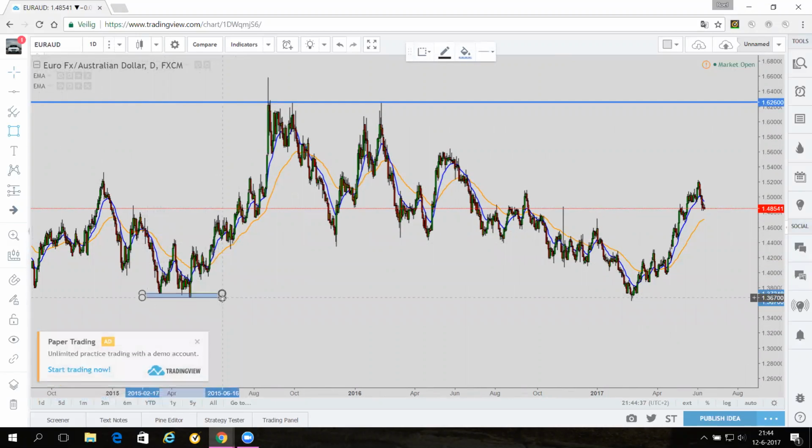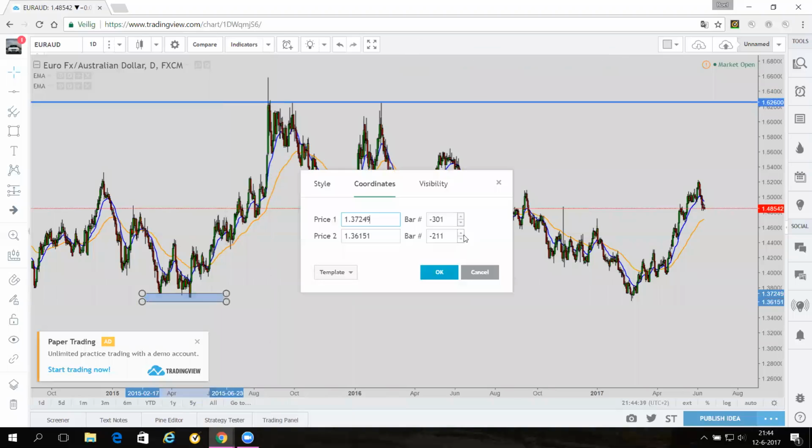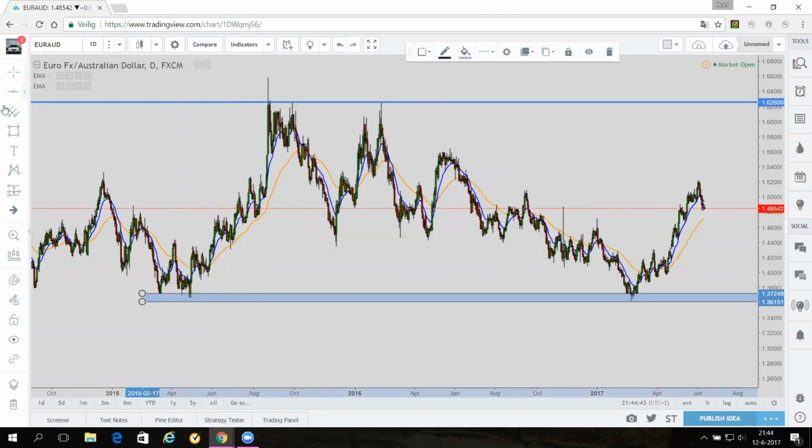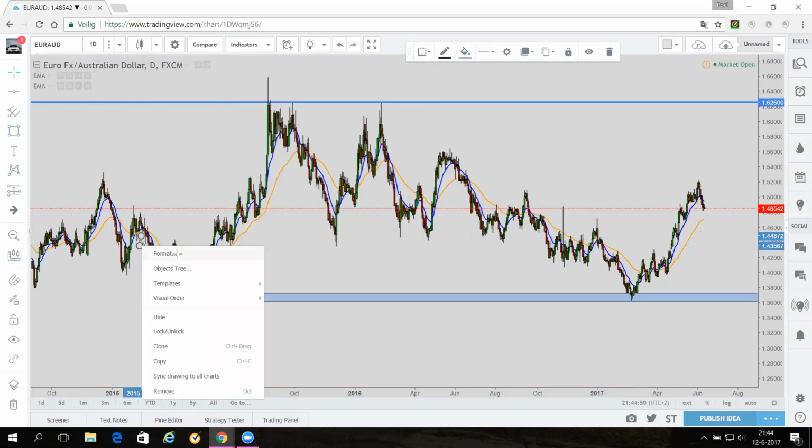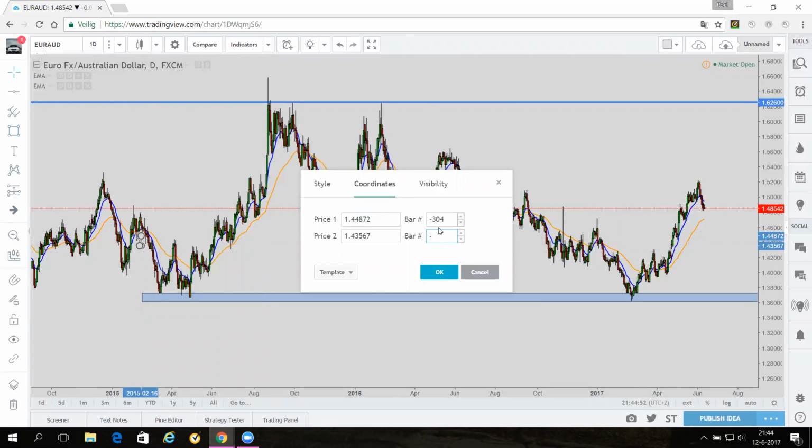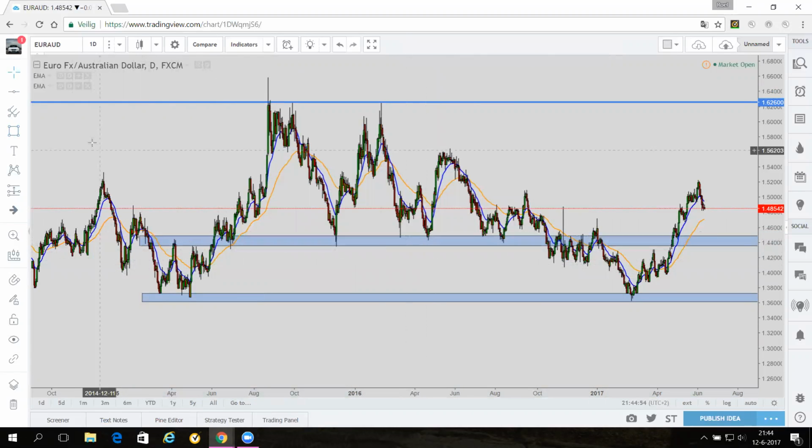You have one right here, all the way at the bottom. That's the range we have. See another one right here, which is quite significant. This one out too. Another one right here.